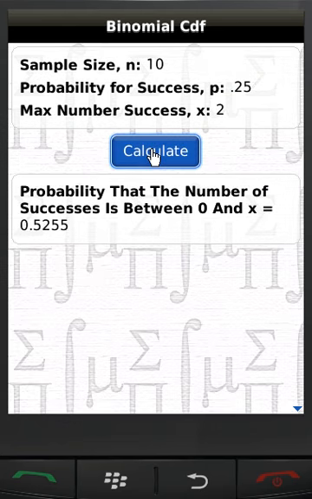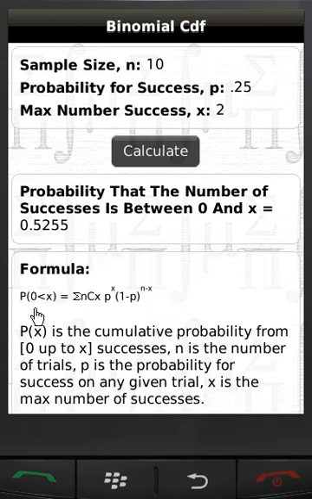So that would include 0 successes, 1 success, or 2 successes. We click calculate, and you notice that the probability is quite a bit higher now. It's 0.5255. Again, there is a help provided. About the only difference is you see a summation symbol here, which means you have to add them together. So you would add from 0 up to 2. So you'd have to work this for 0, then you'd have to add working it for 1, then you'd have to add working it for 2.